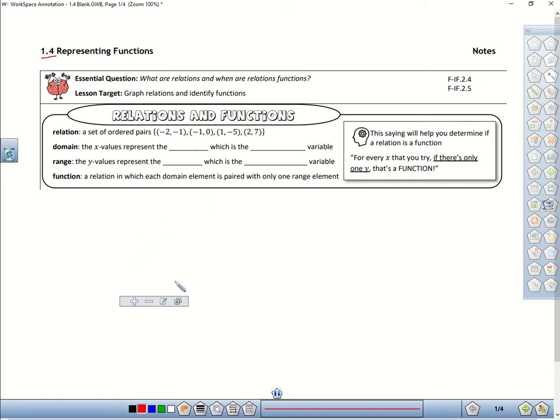So what is a relation? A relation is any set of ordered pairs. They can be written as a set. They can also be graphed.